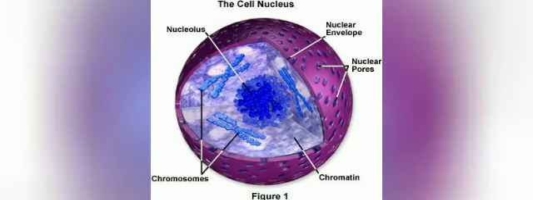And here, nucleoplasm, the second one, is the colorless dense substance found inside the nucleus in which chromatin and nucleolus are suspended. You can see the nucleoplasm. In the nucleoplasm, chromatin and nucleolus are suspended.